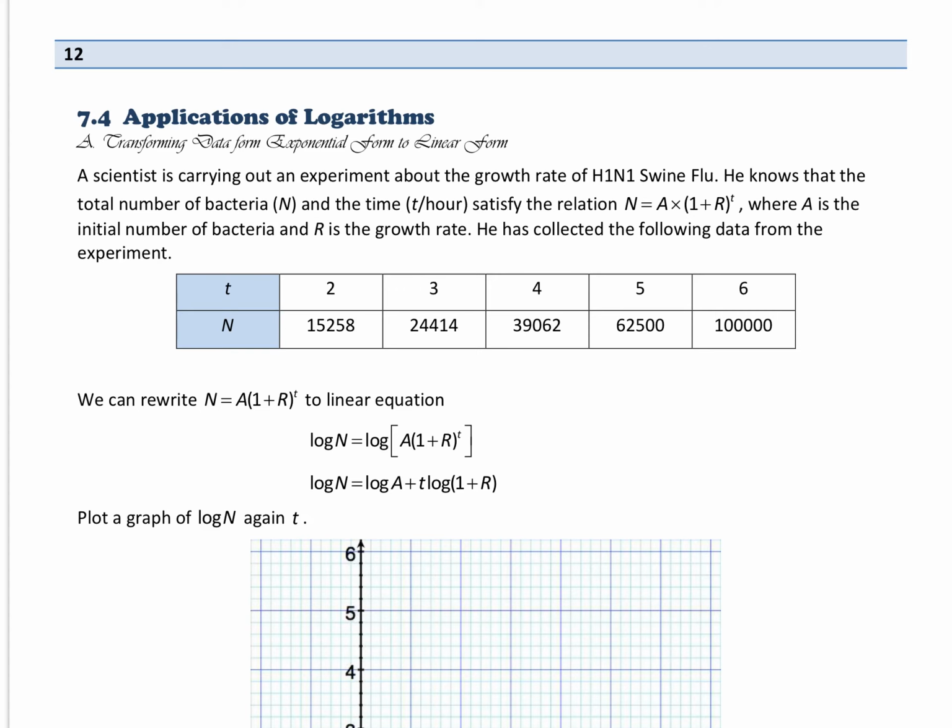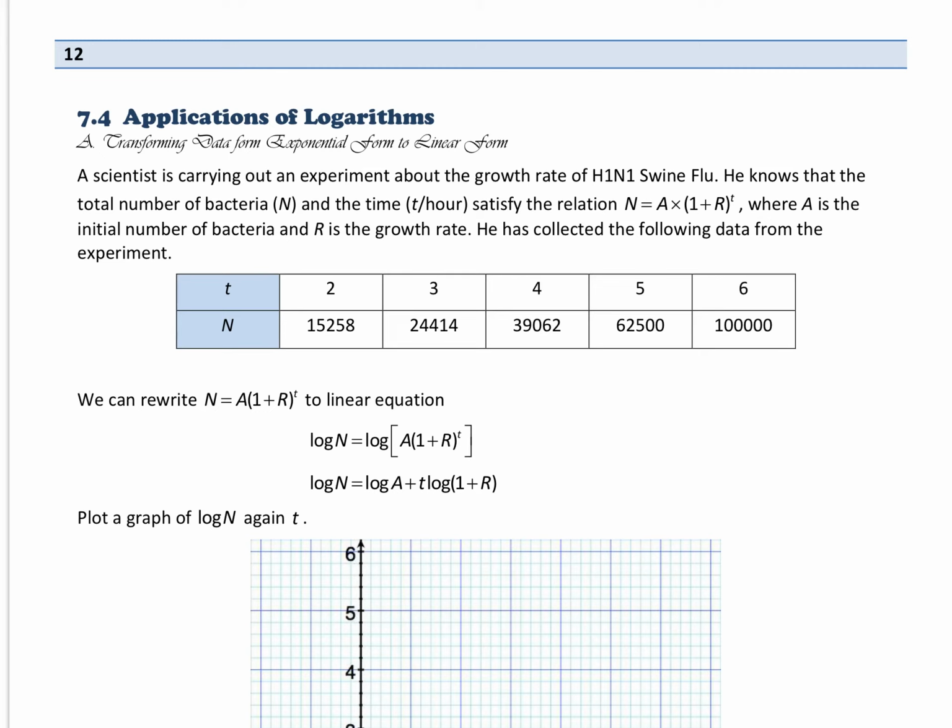Logarithmic function, part 4. In this video, I would like to introduce some applications of logarithm. How can we apply logarithm in our daily life? The first application is related to how to change exponential functions to a linear form.